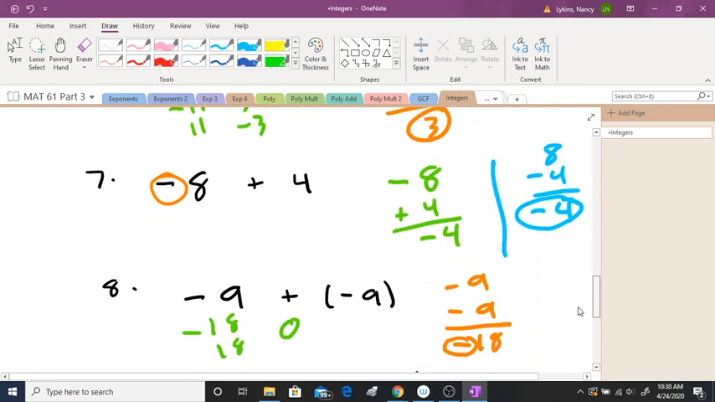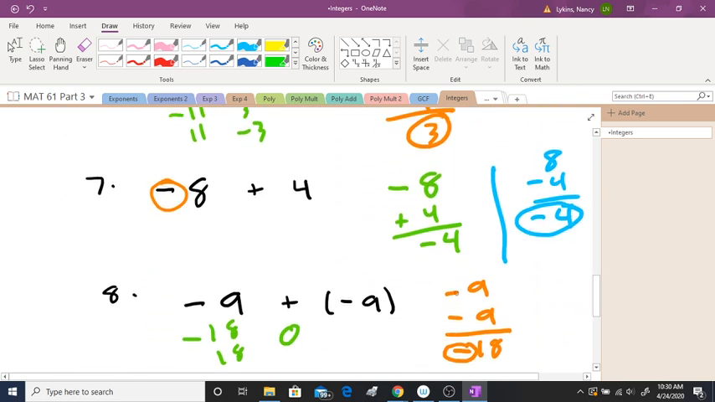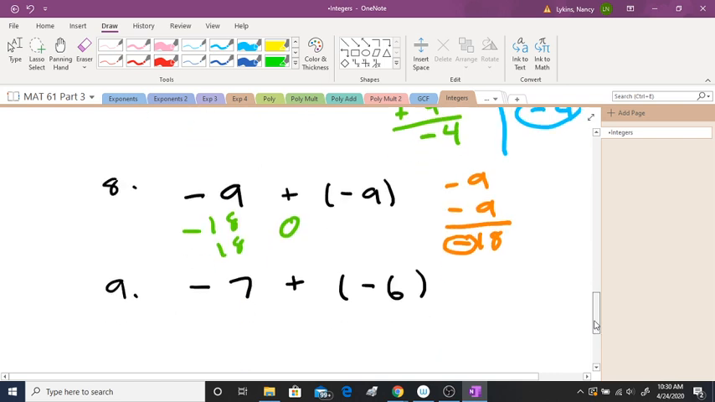Same thing with here. Both are negative, that means your answer is negative. Just add up the 9s. 9 plus 9 is 18, so it's -18.